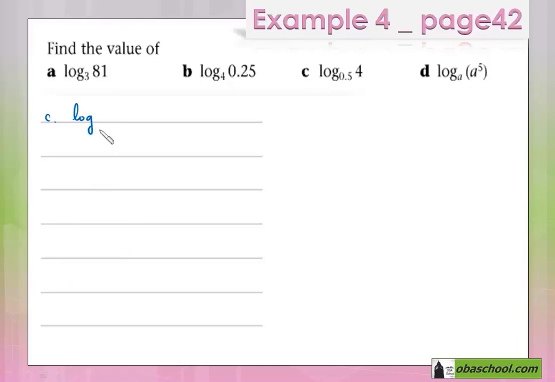Moving on to part C, log base 0.5 of 4 equal to x. Now, the same idea here, 0.5 to the power x is equal to 4. We know that 0.5 is equal to a fraction. So let's go ahead and do the same thing to find the value of x. Again, here we have 1 over 2 to the power x equal to 4. And we also know that 1 over 2 is 2 to the power minus 1, all raised to the power x equal to 4. And 4 can also be written as 2 squared.